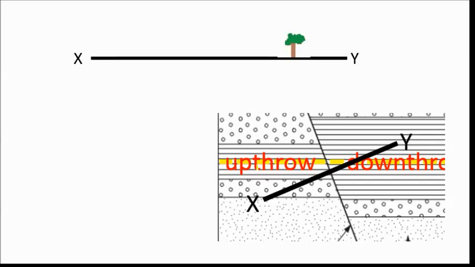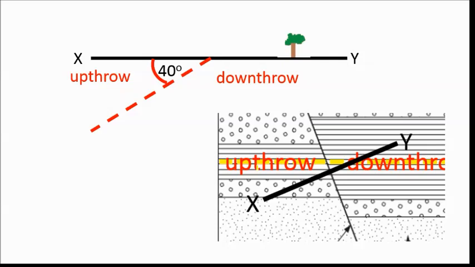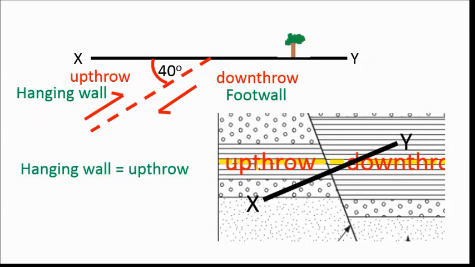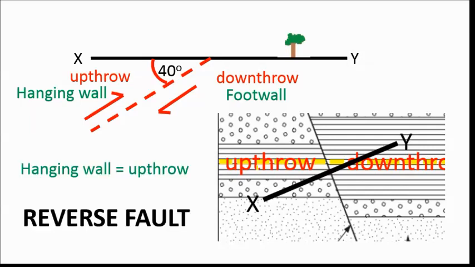Okay, here's that extract again I just showed on the previous page. There's X, there's Y, there's a tree to show you we're looking from sideways on, a cross-sectional view. Now we said the fault was dipping southwesterly, that's towards X, at 40 degrees. The X side is the upthrow, the Y side is the downthrow, and also now we can work out hanging wall and footwall. The hanging wall is above the fault, the footwall is below the fault. When hanging wall equals upthrow, you know we have a reverse fault.